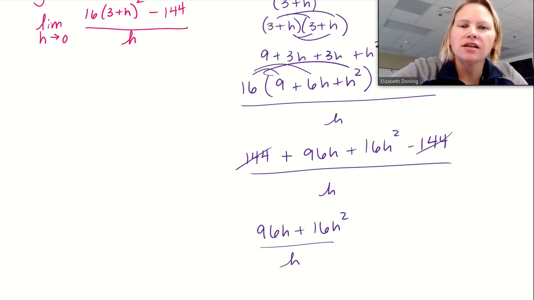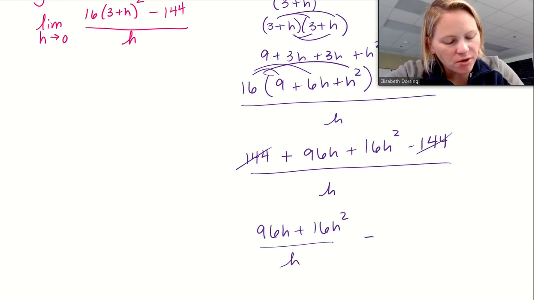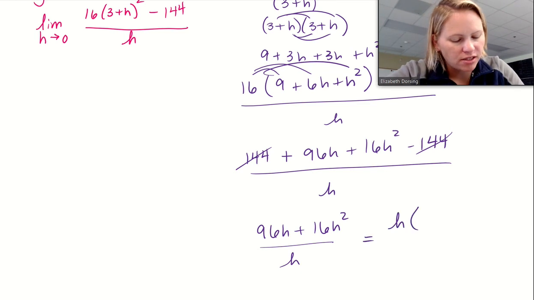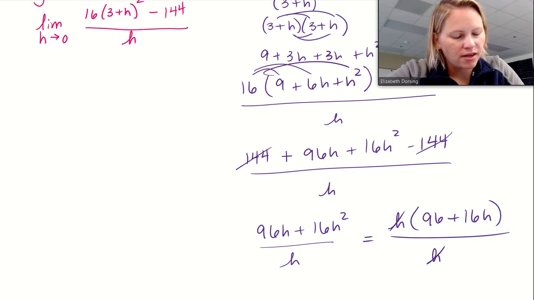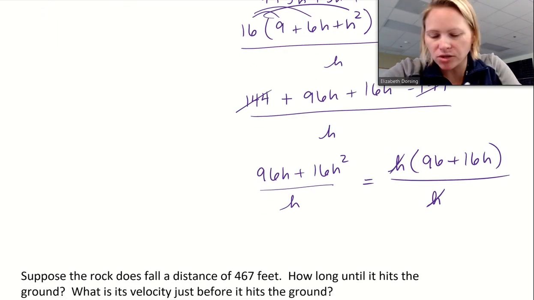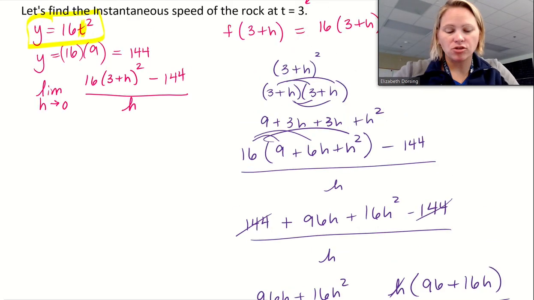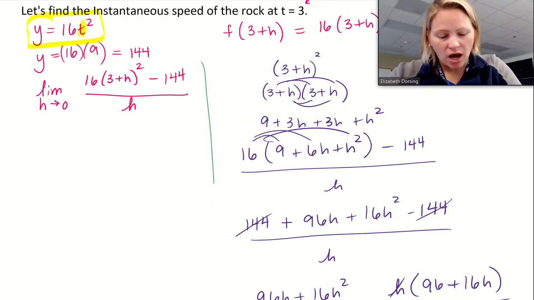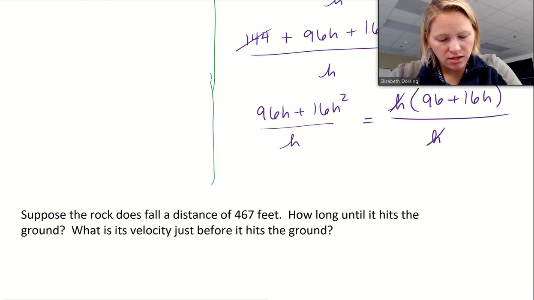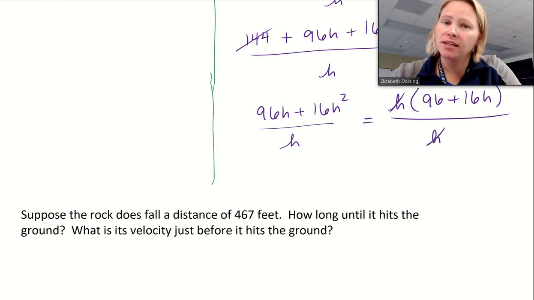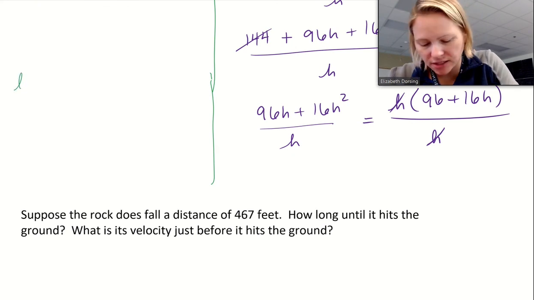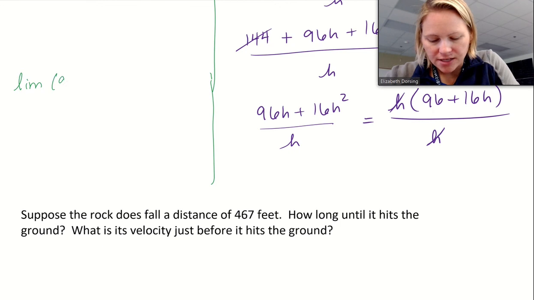And if I try to take that limit, I'm still going to get 0 over 0. So what I'm going to do is factor out an h. I get 96 plus 16h all over h. Those go away. And so now here's where I'm going to bring back my limit notation. Notice, there are no equal signs. So I'm going to draw a line. Here's all my work on the left side. My limits are going to stay on the left. So now I'm going to say the limit of 96 plus 16h as h approaches 0.